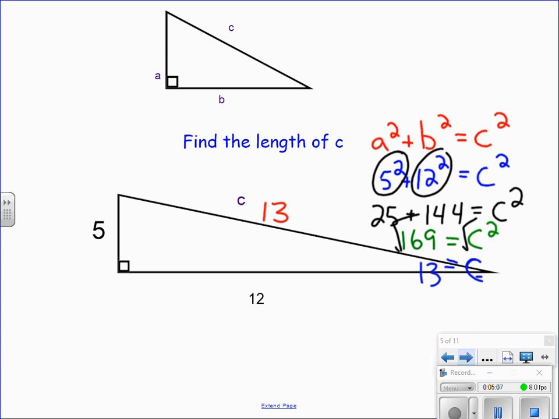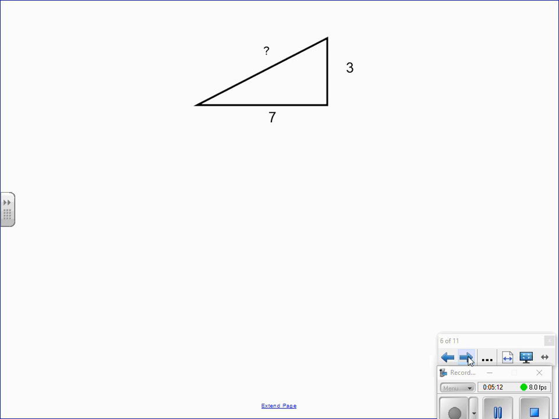What's that, Carter? You want to see one more example? All right, let's try one more. Here we have 7 and 3, and we don't know side C. Thank you for asking that question, by the way.